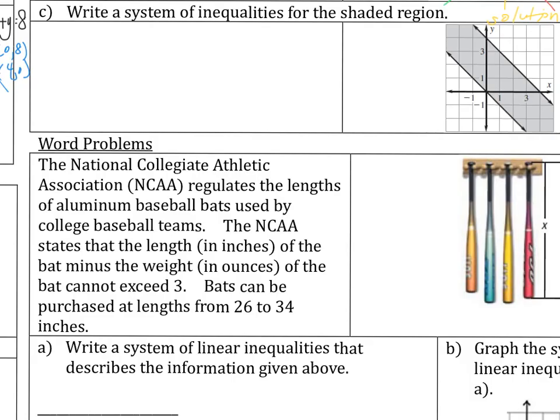Part C, write a system of inequalities for the shaded region. So first I'm going to look at the graph to the far right, and I'm going to use the slope-intercept form. y equals mx plus b. Okay, and it seems like the y-intercept here is 4, so I can do y equals mx plus 4, and I'm going to substitute the point 4, 0 in to find my slope.